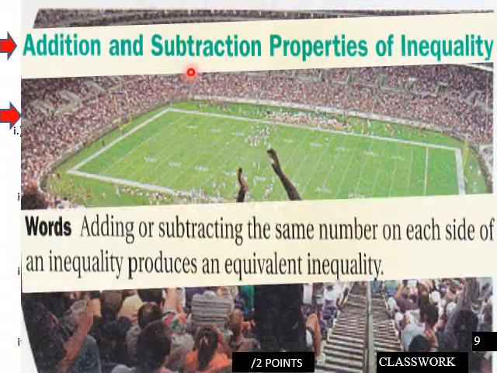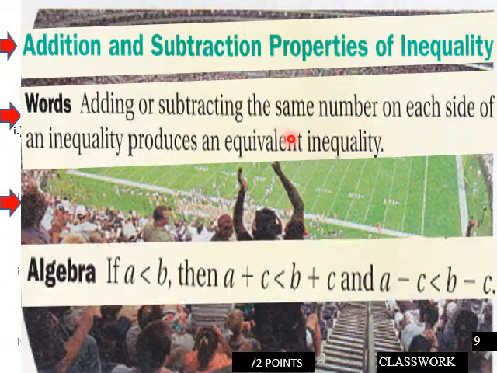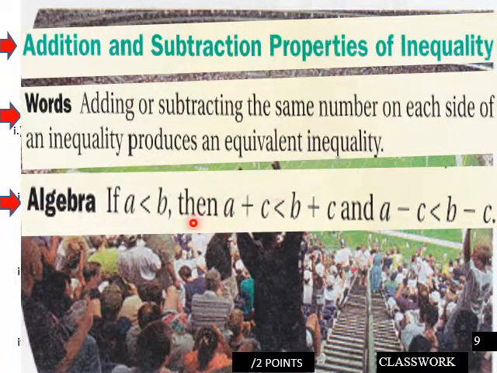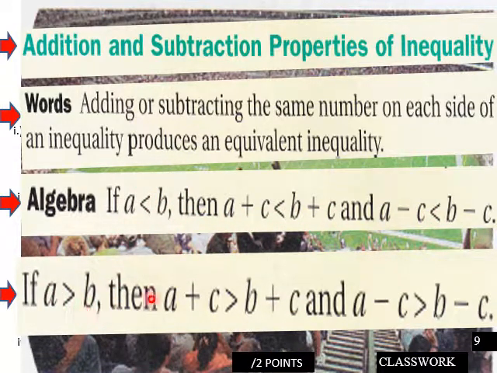Okay, addition and subtraction properties of inequality. Adding or subtracting the same number on each side of an inequality produces an equivalent inequality. So, for example, if A is greater than B, then A plus C is greater than B plus C, and A minus C is greater than B minus C. This is kind of a formal way of saying what is up here using words.